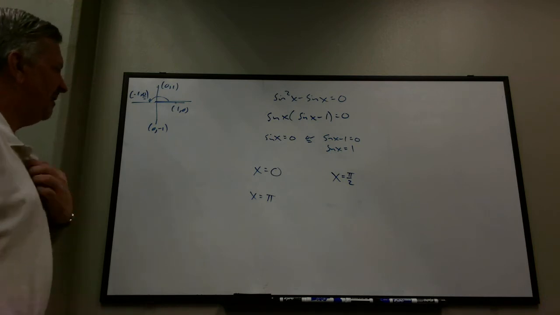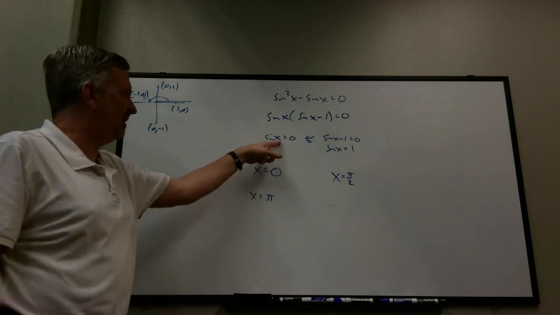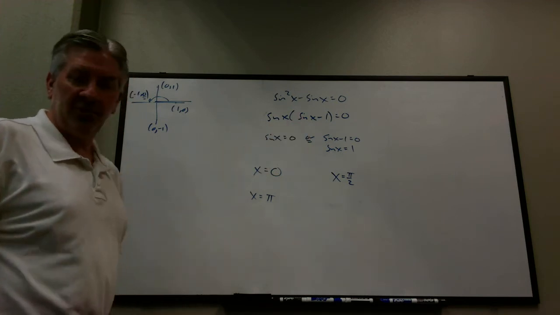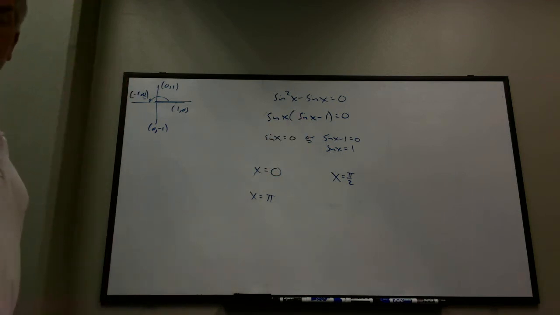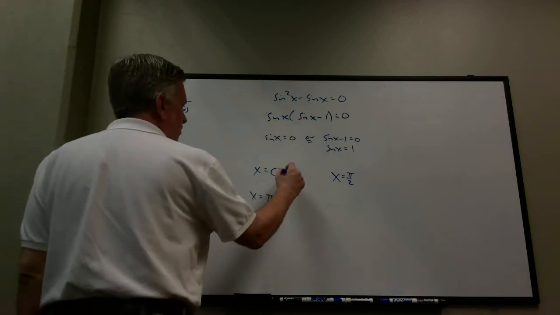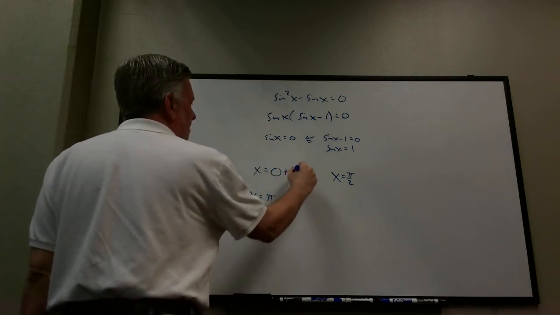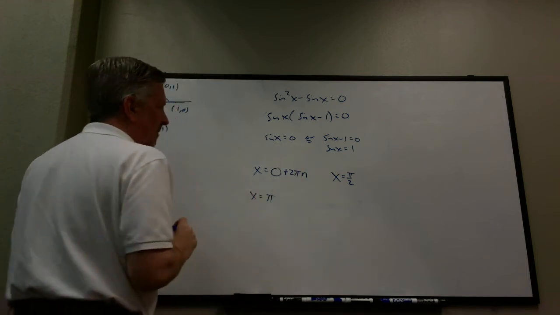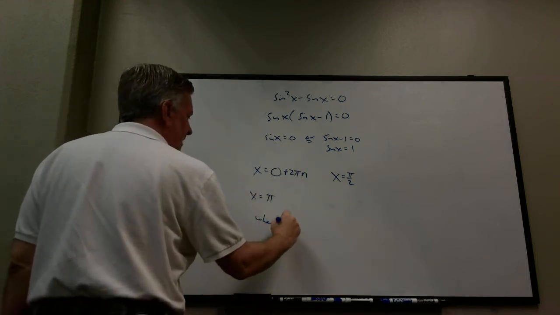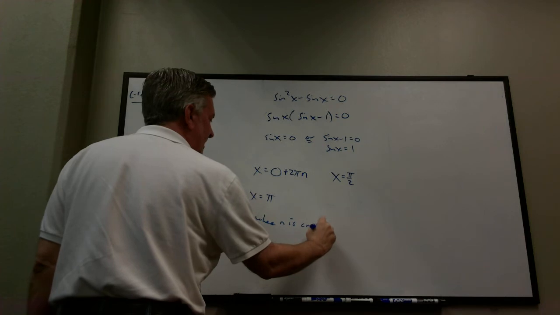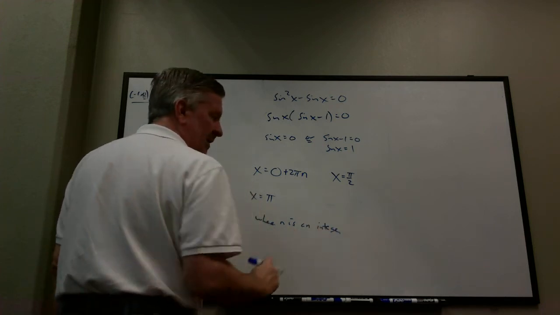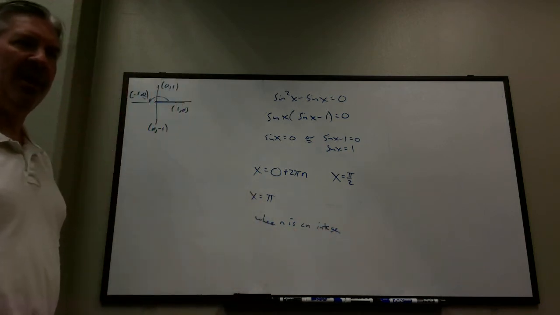But as I mentioned, if 0 is a solution to this, adding or subtracting 2 pi's is also going to be a solution. So how do you indicate that to keep adding or subtracting 2 pi's? We put plus 2 pi n, where n is an integer. Remember, the integers are 0, 1, 2, 3, 4, etc., minus 1, minus 2.